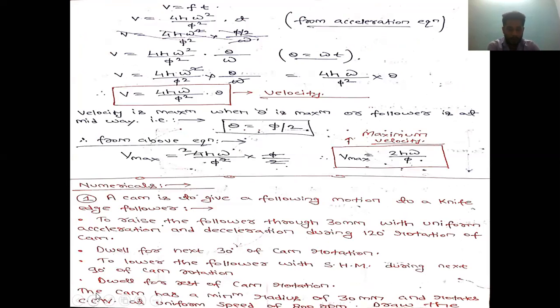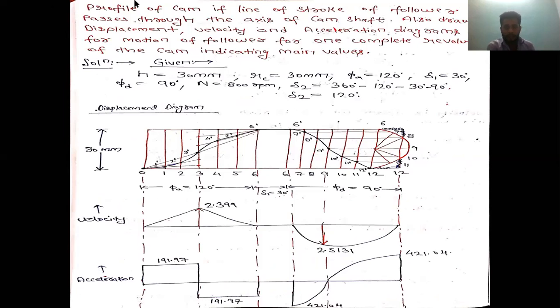Okay, let us read the problem. The cam has a minimum radius of 30 mm and rotates counterclockwise, CCW, at a uniform speed of 800 rpm. That means n is given to you. Draw the profile of the cam if the line of stroke of the follower passes through the axis of the camshaft. From this line, I came to know that in this problem the axis of the camshaft is not offset. Yes or no?